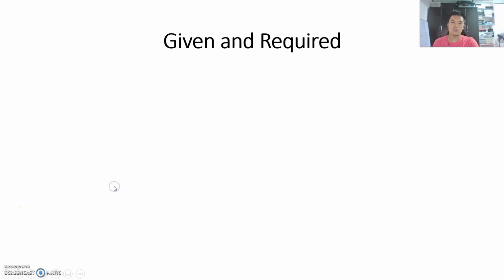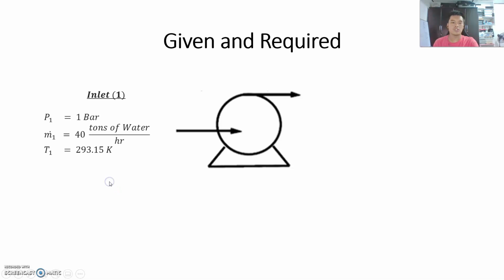So to start, we need to know the given and required. So this is the diagram of the pump. The inlet conditions, as stated earlier, are 1 bar pressure, 40 tons of water per hour of mass flow rate, and 293.15 Kelvin of temperature. And the outlet is 6 bar, and we don't know the mass flow rate nor the temperature.